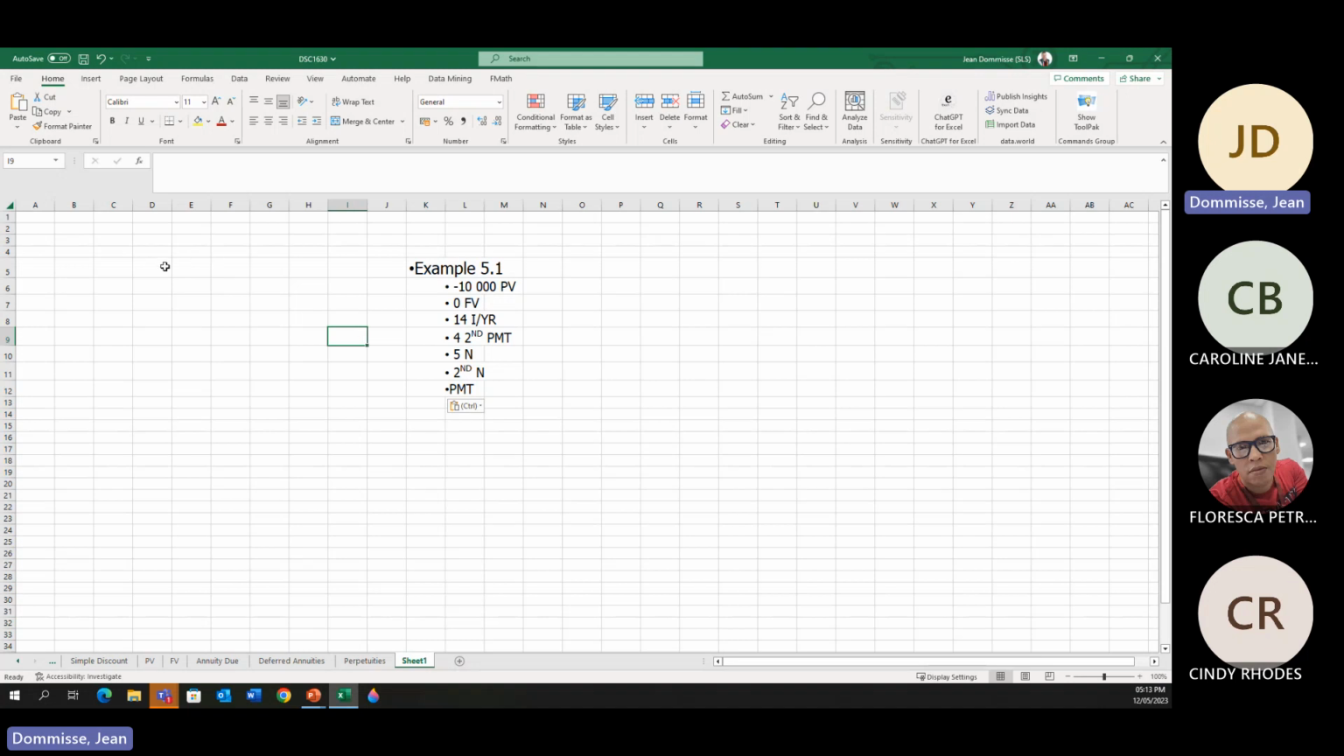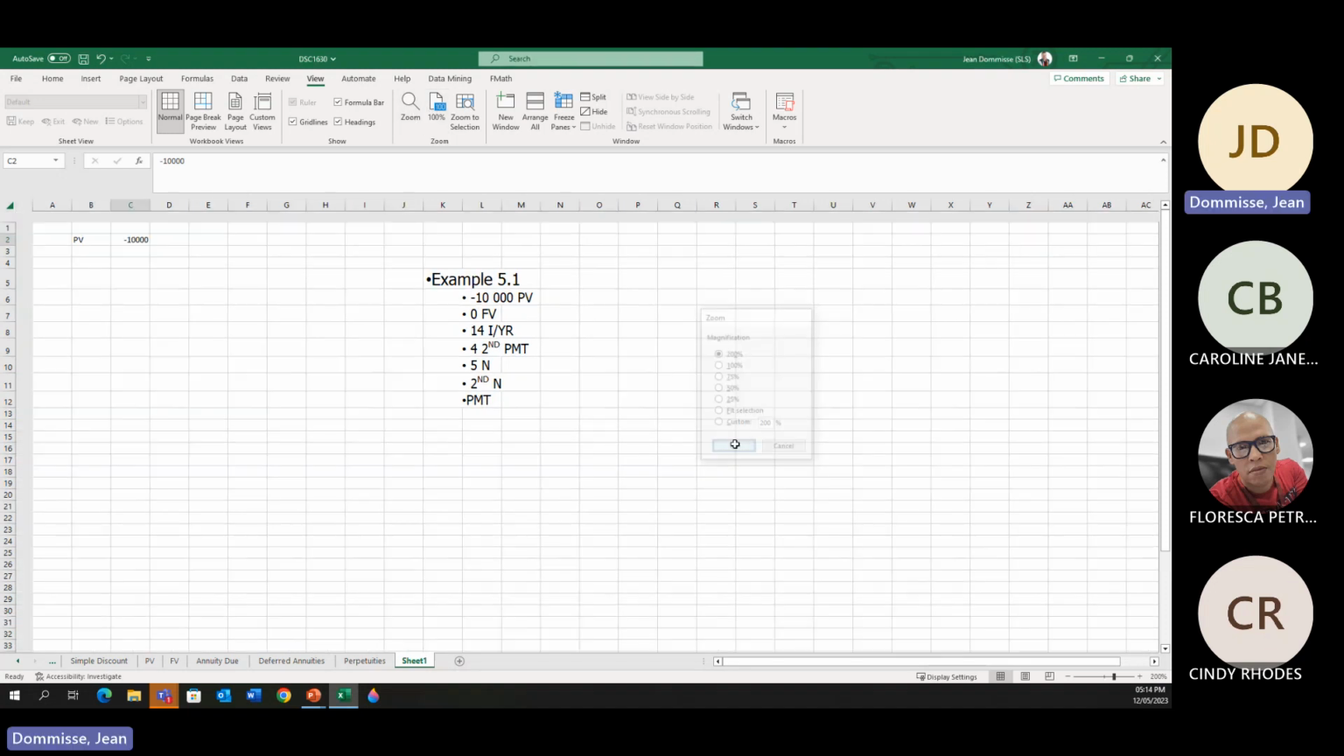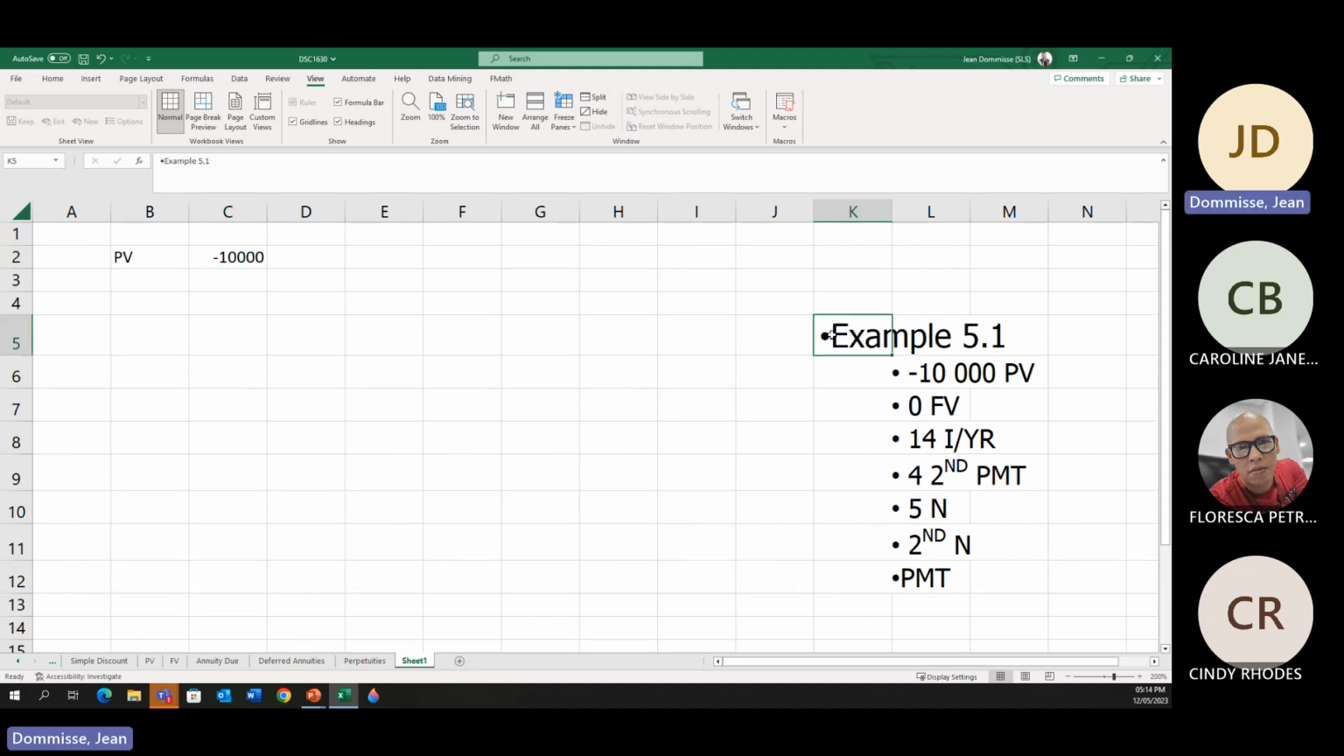That is, in simple terms, what amortization is. So in this example, they told us that we have a present value, which was 10,000 Rand. So I would just say minus 10,000. Let me also make this bigger. So that was one of the things: present value 10,000.